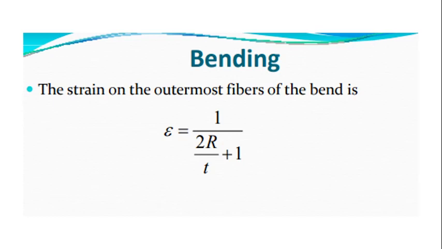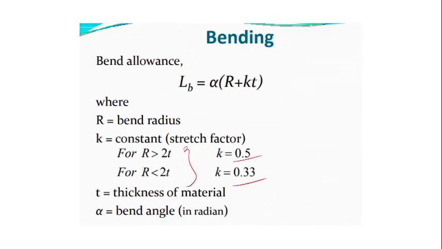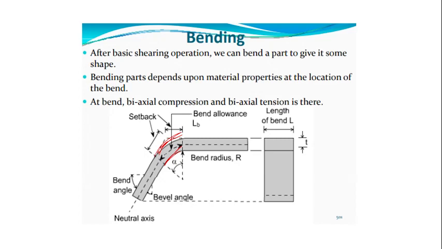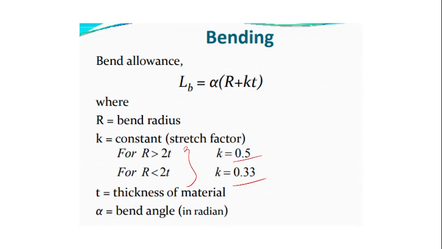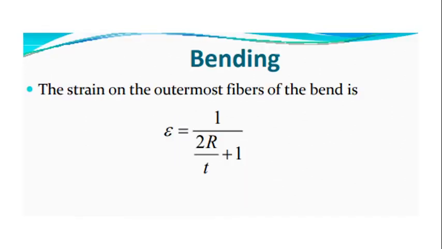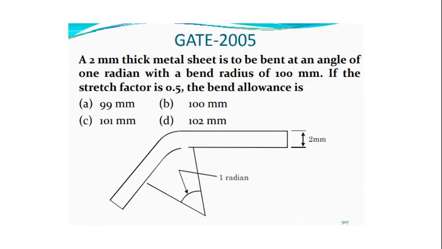Okay, this is one more formula, for the strain on the outermost fiber of the bend. That is 1 upon 2r by t plus 1. So you should know this formula also. Then, if you have written the formula, please try to solve this question.